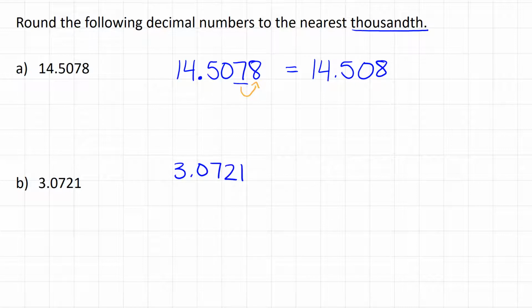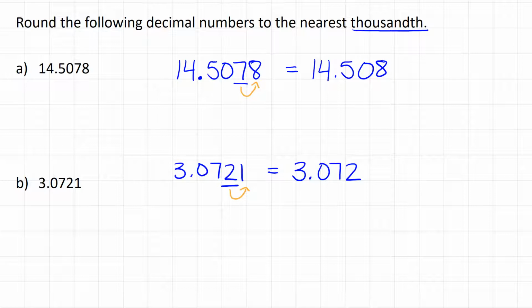3.0721. I'm going to identify my thousandths place value, which is the 2 in this case. I'm going to move over and look at the ten-thousandths place value, and I notice that it's less than 5, which means I'm not rounding up. My thousandths place value remains the same. So this number rounded to the nearest thousandth is 3.072.